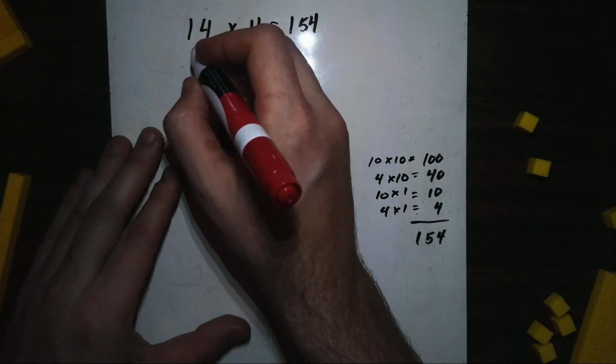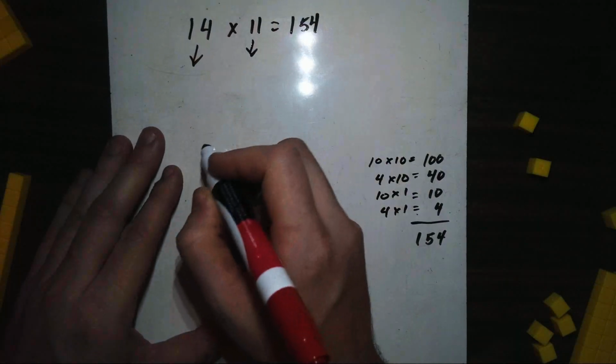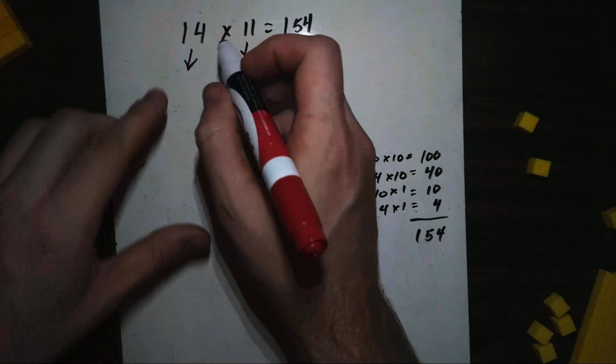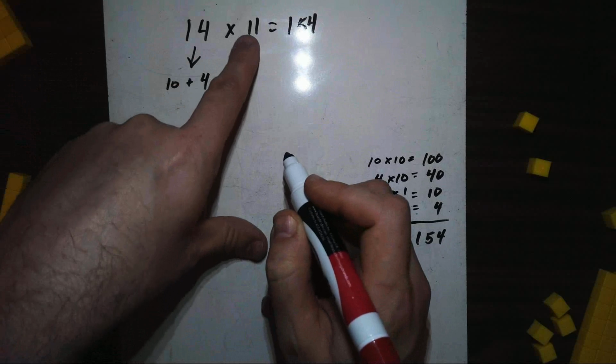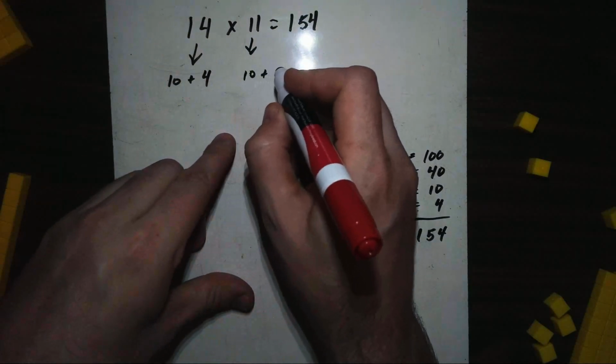So what I'm going to do first is take each of these numbers and write them in expanded form. So in expanded form, this 1 is worth 10 and the 4 is worth 4. This one is worth 10 and the other one is worth 1.